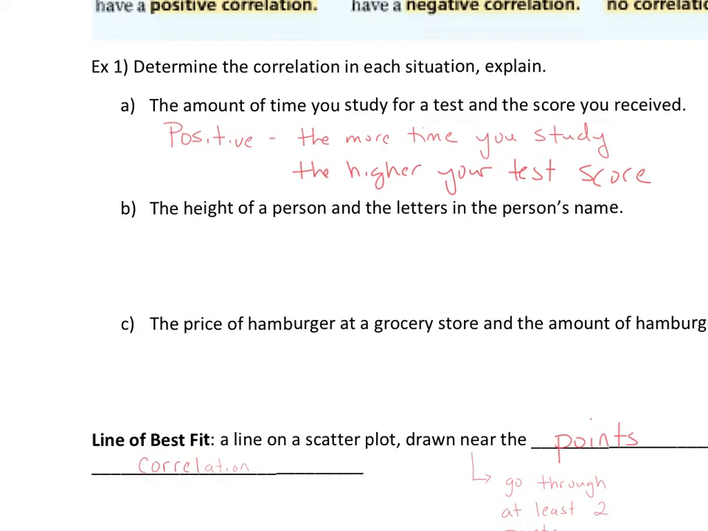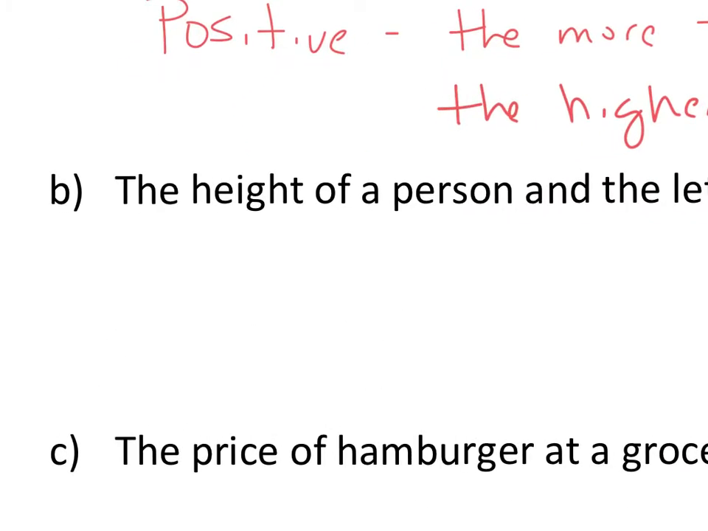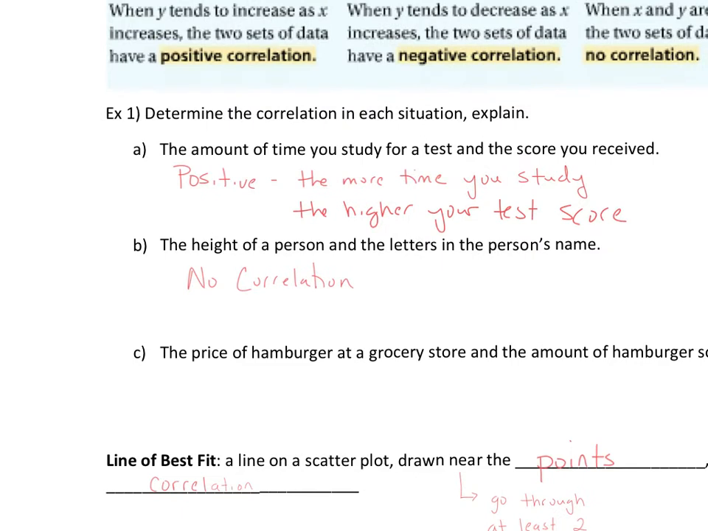All right, so the next one here. The height of a person and the letters in a person's name. What kind of relationship would those have? How tall someone is and how many letters are in their name. Well, hopefully you're saying there is no relationship there. The height of a person has nothing to do with their name. So in this case, there would be no correlation. And if there's no correlation, there's nothing to write about. We don't have to worry about talking about a relationship because there is no relationship. Remember, correlation is a fancy word meaning relationship.